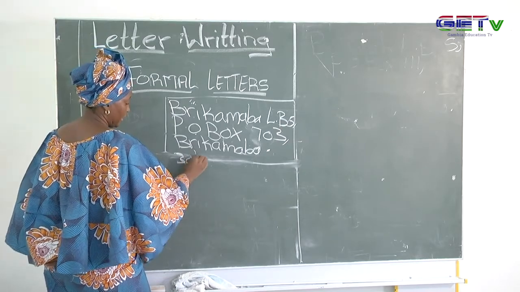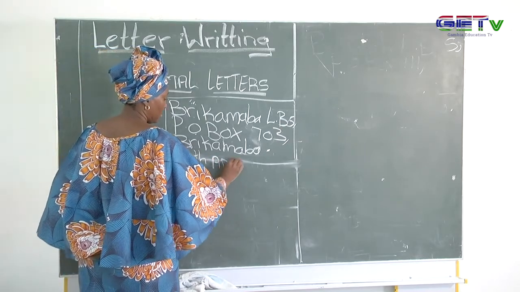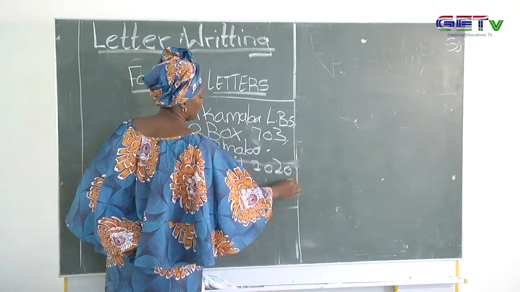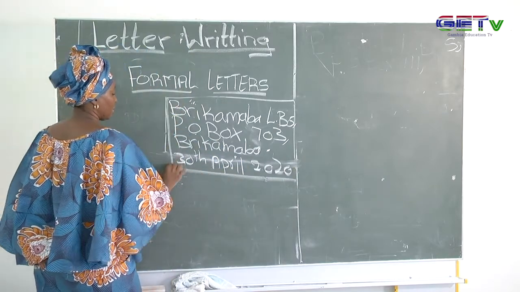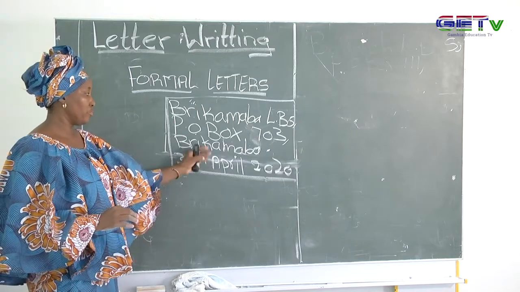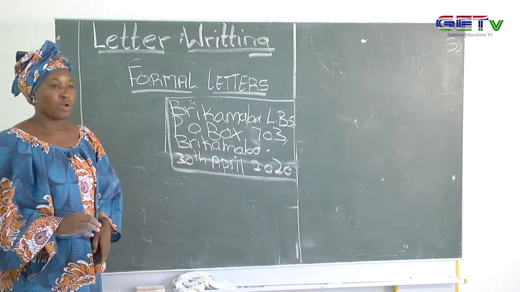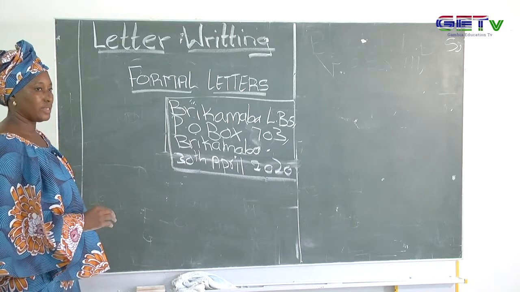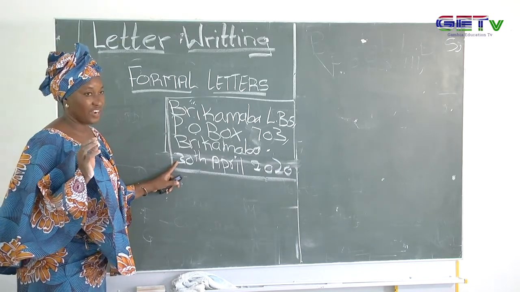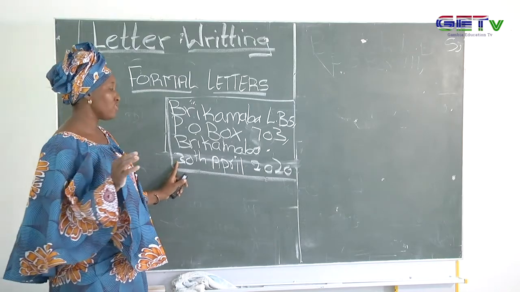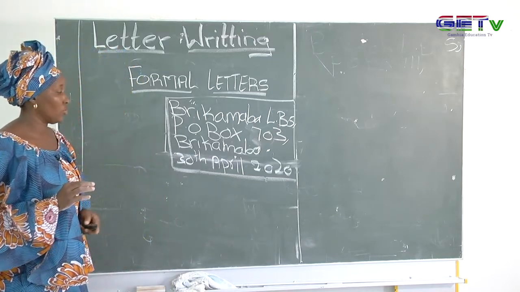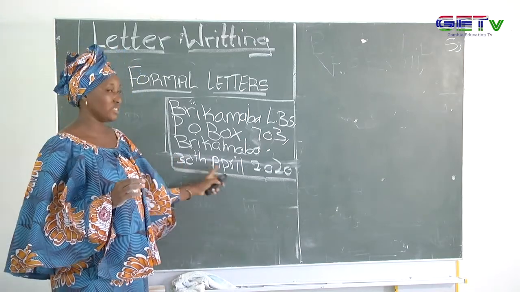Let me say 30th April 2020. My address should be here, the top right corner of the paper. And the date should follow. And this is referring to the actual day, month and year the writer writes the letter. The date is telling you that.